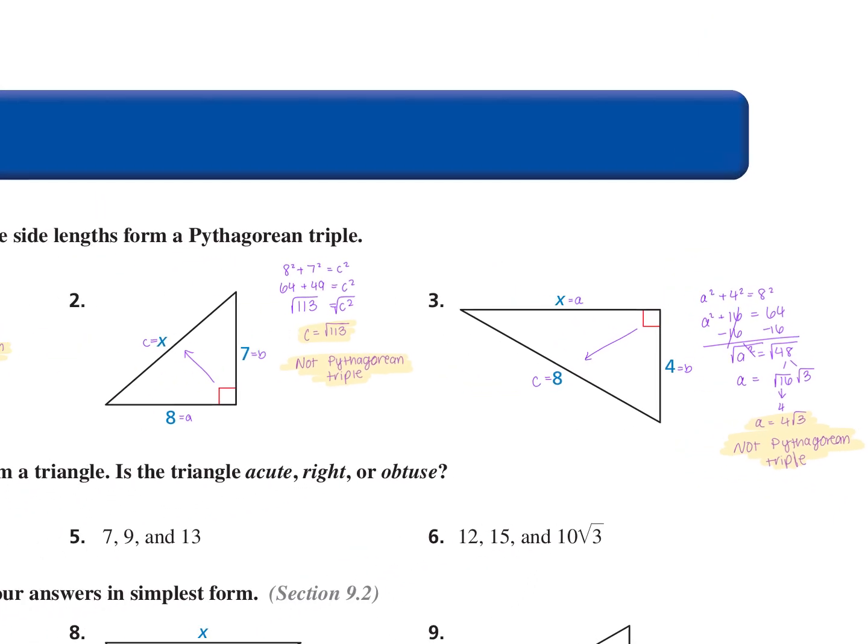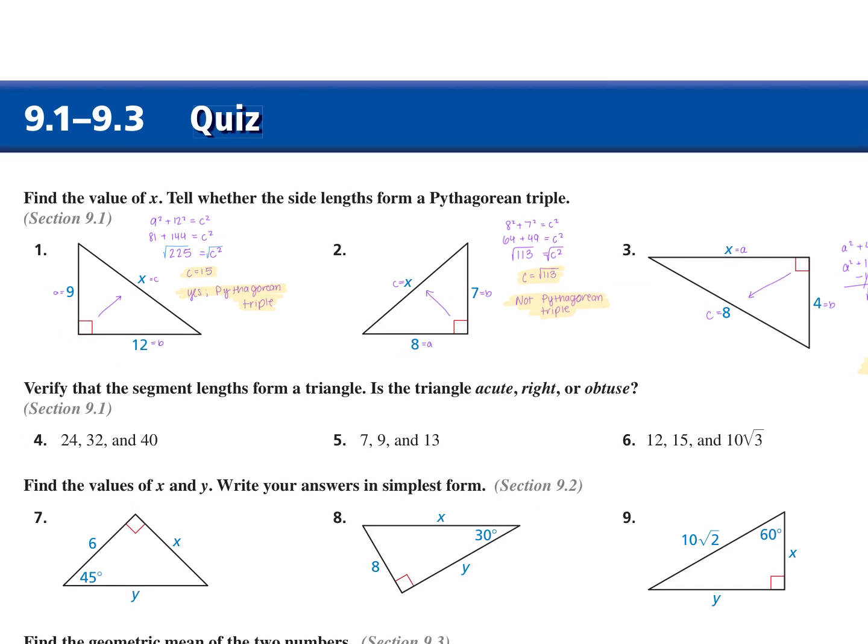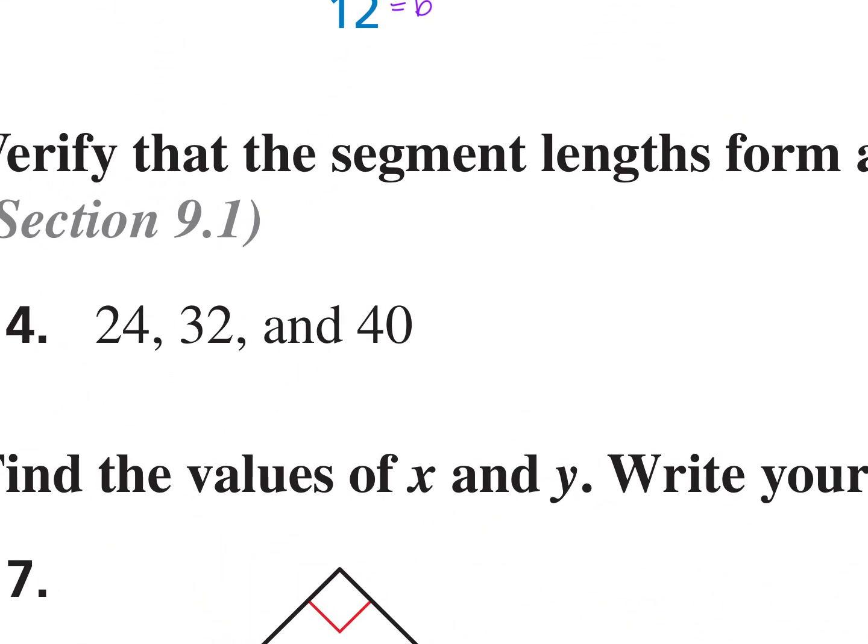All right, looking at the next question, it says, verify that these segment lengths form a triangle. Is the triangle acute, right, or obtuse? So for this one, I need to figure out, is my hypotenuse equal to, less than, or greater than? Keep in mind your hypotenuse is always the larger number. So looking at this one, my hypotenuse is 40. I'm going to put 40 squared, a little blank because that's what I need to figure out, 24 squared plus 32 squared.